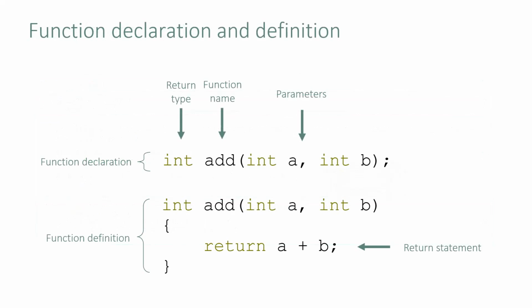A function declaration and a function definition serve different purposes, and they occur at different points in the program. A function declaration is a statement that informs the compiler about the existence and signature of a function, while a function definition provides the actual implementation of the function, including the code that is executed when the function is called.